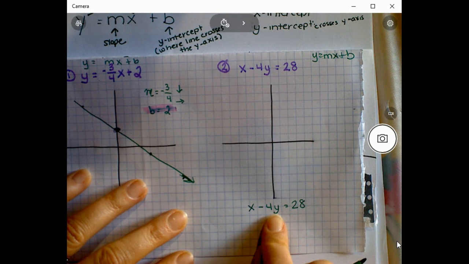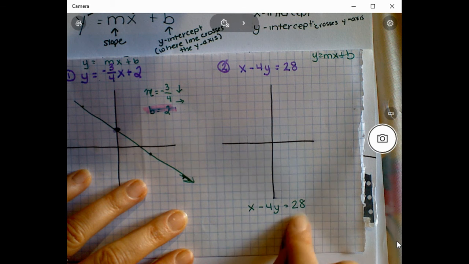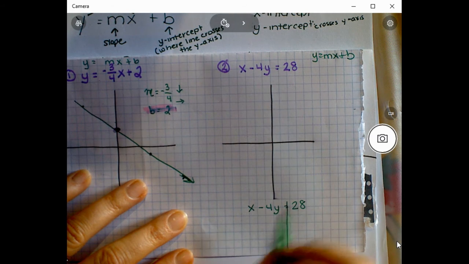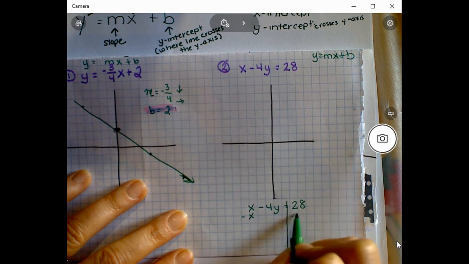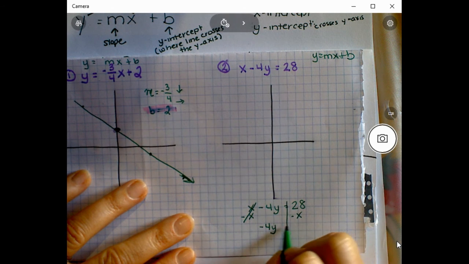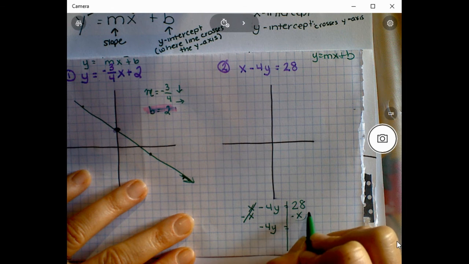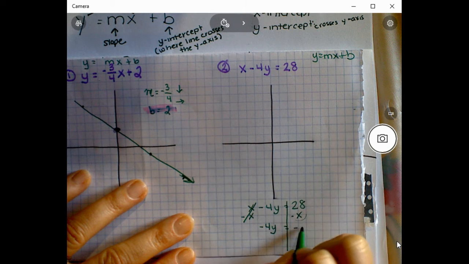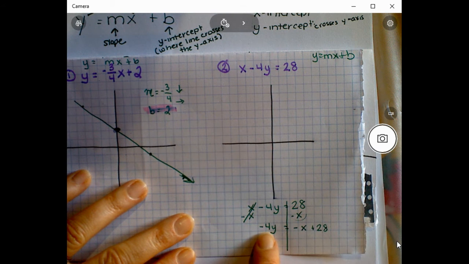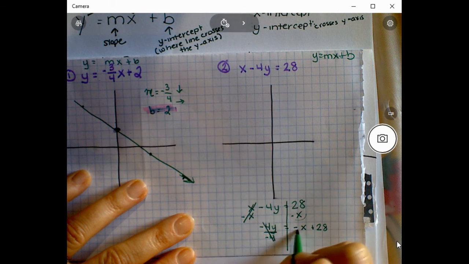We want to get the y alone, so we're going to follow equation rules to get it in the right form. So we're going to draw our line. We want to get our x's away, so we're going to move those over. We have negative 4y equals, and these we cannot combine. They're not like terms. So negative x plus 28. We have negative 4 times y, so we need to divide by negative 4, and we're going to divide everything by negative 4.